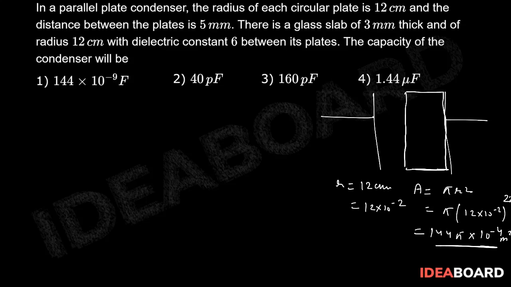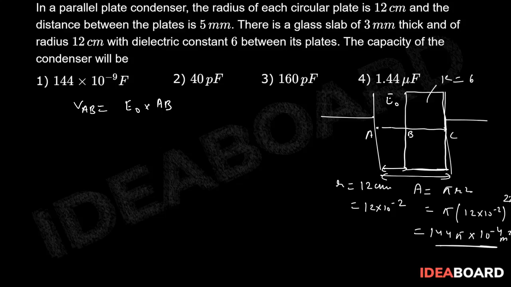Now this slab has dielectric constant K is equal to 6 between the glass plate. So now we need to simply find out the total potential drop from this point A to C. So we need VAB, we know that electric field in air will be E naught into distance AB, and we know that this AB is going to be how much? Suppose if total length is D and this thickness is T, this will be D minus T, correct?